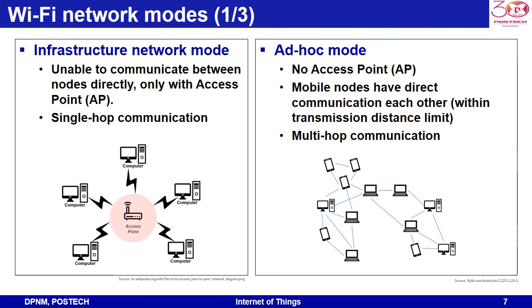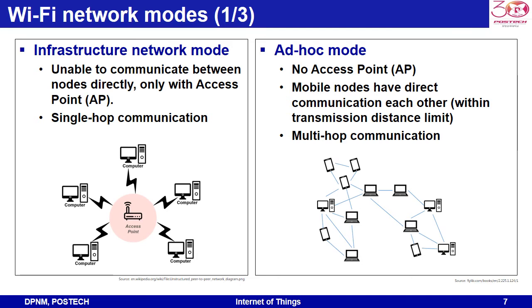Even if there are hundreds of terminals under the same base station, they cannot communicate with each other directly, but only through the base station. The base station is connected to the internet. We call this the infrastructure mode. You can understand the notion that it's connected to communication infrastructure, and it is used as it is.